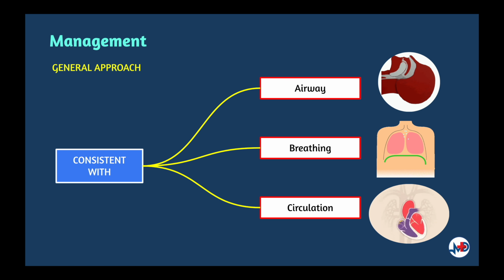Thus, tracheal intubation and mechanical ventilation may be needed in cases of decompensation, whereby there's altered mental status and the patient is unable to maintain a patent airway, there is severe respiratory distress, severe metabolic or respiratory acidosis, and hypoxia.